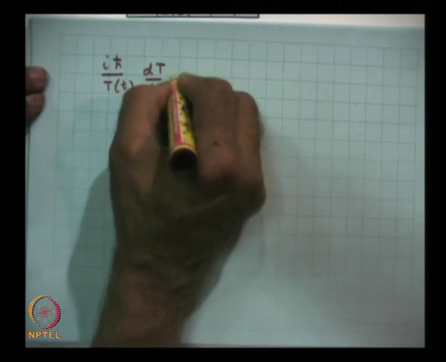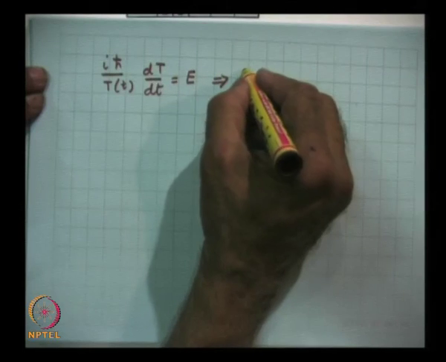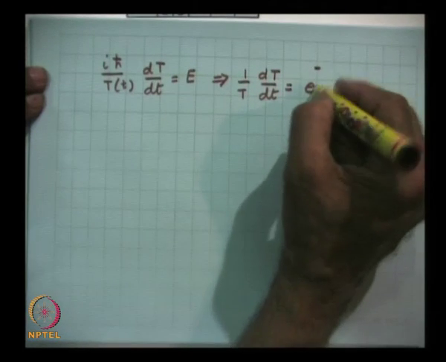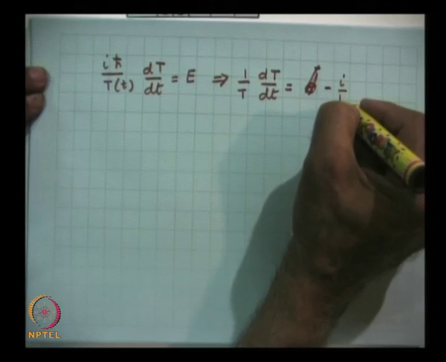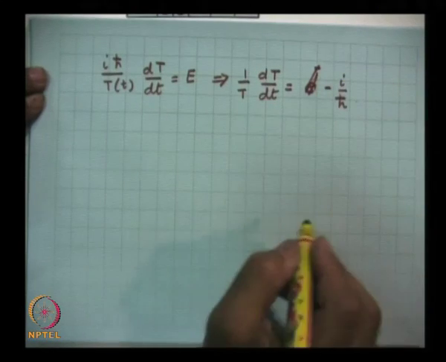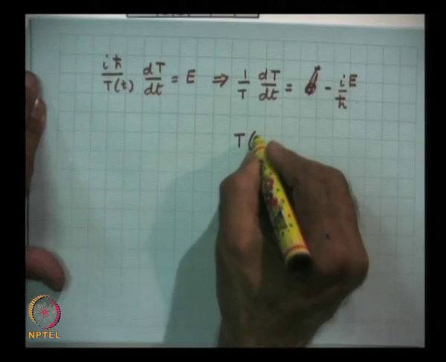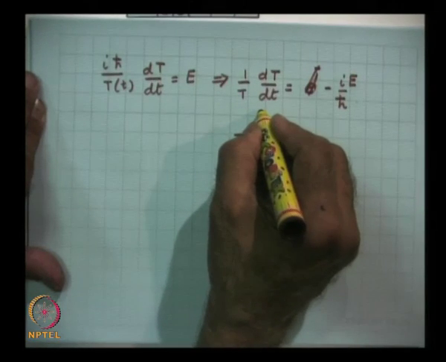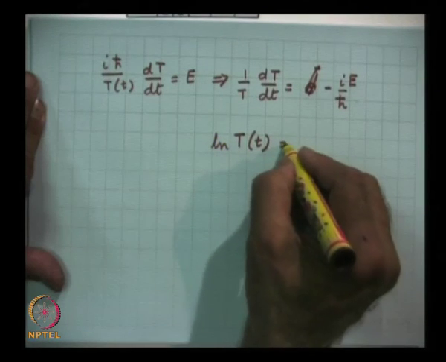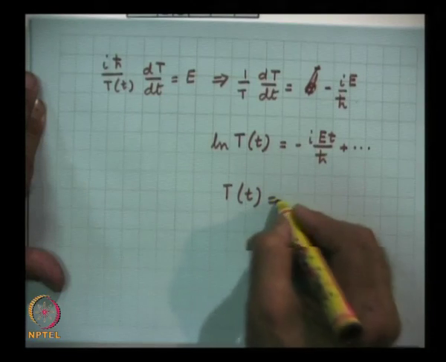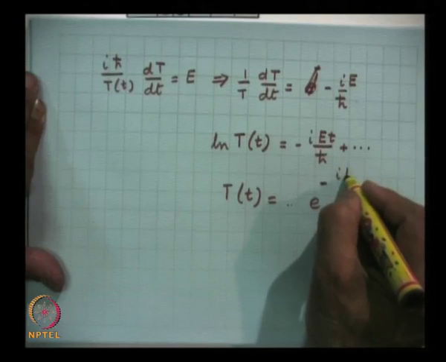So, let me write down the time dependent part. I get i h cross 1 over T of t dT by dt is equal to E. So, this gives me that 1 over T dT by dt is equal to minus i E by h cross, where E is a constant. So, the integral of this equation is log of T. If I integrate this, you get log of T is equal to minus i E t by h cross plus a constant. So, T of t is equal to a constant times e to the power of minus i E t by h cross.